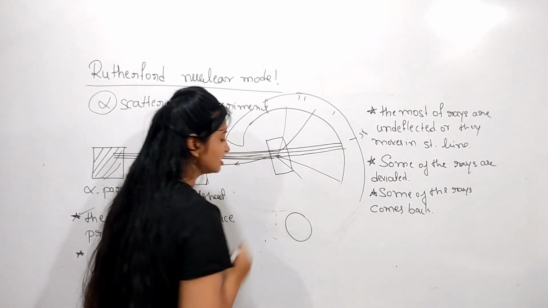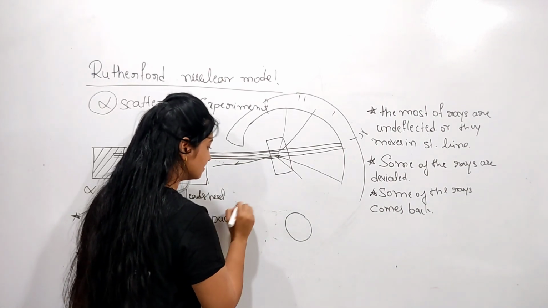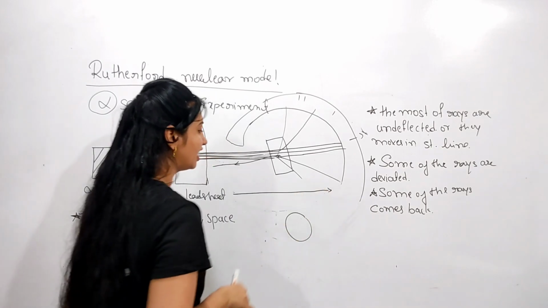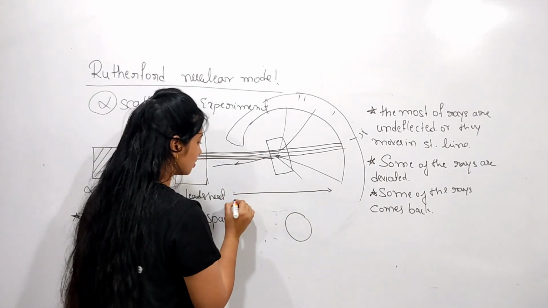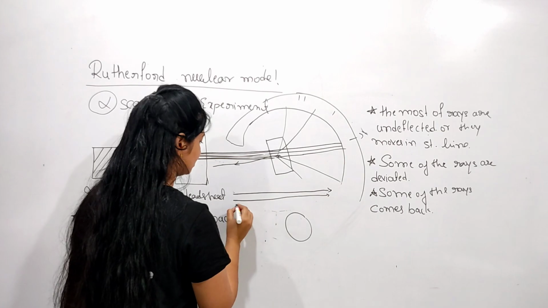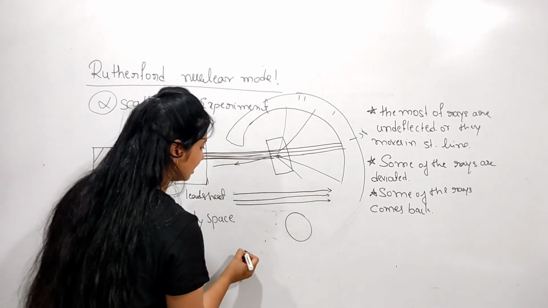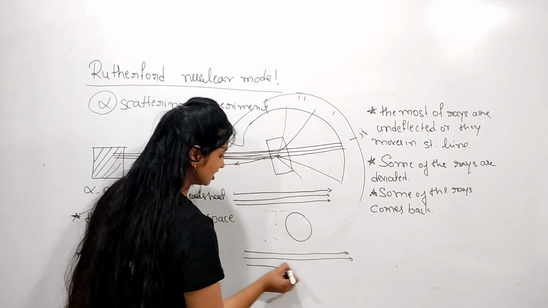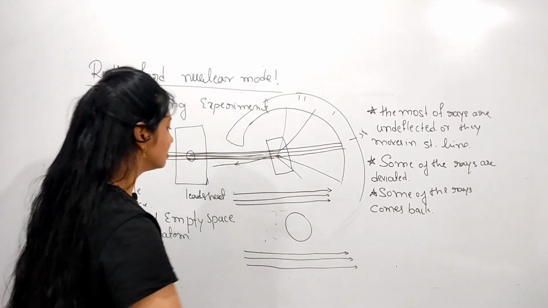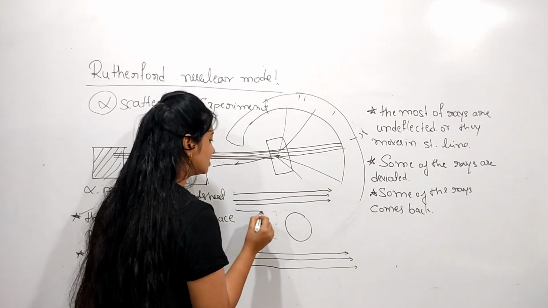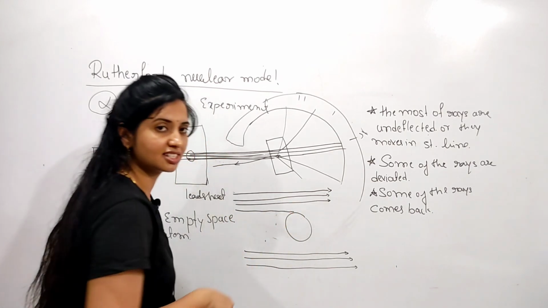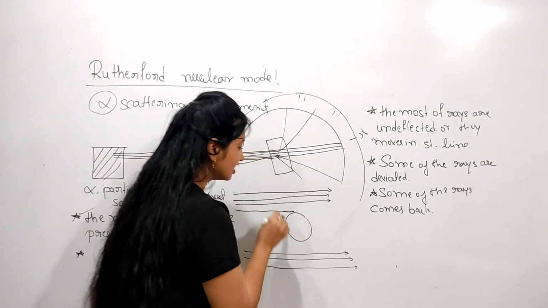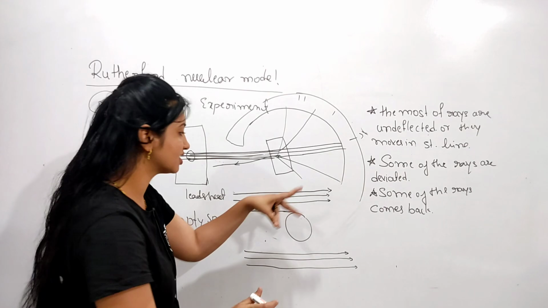There is a certain mass. When the rays come here, there is a lot of empty space in an atom. That's why these rays go in a straight line. Most of the rays move in a straight line, and then some rays come near this concentrated mass. So then what happened? They repel each other. This ray and this mass repel each other.